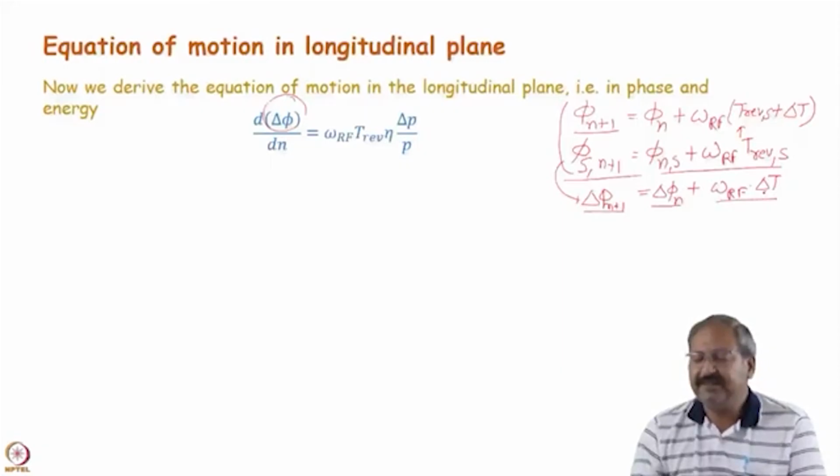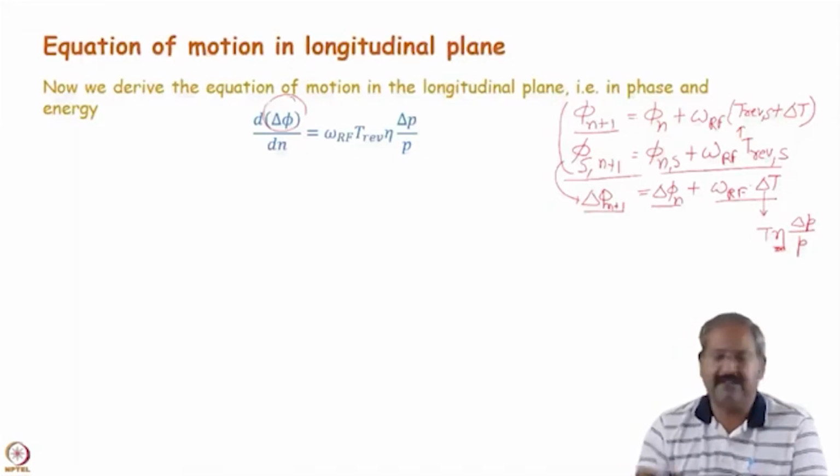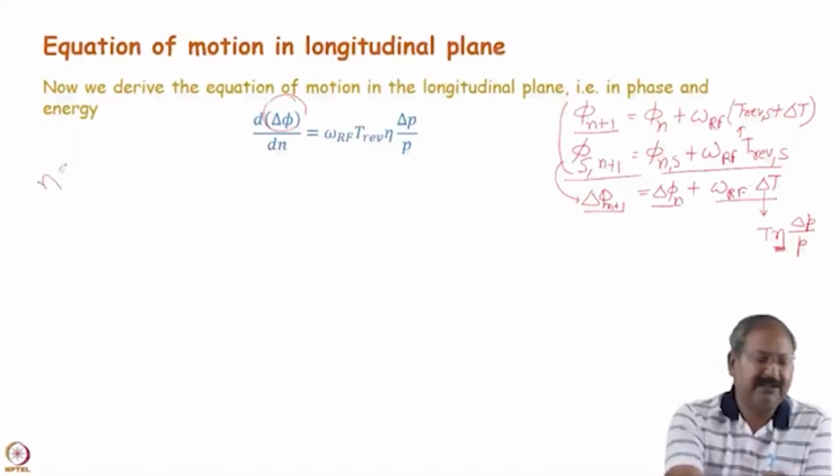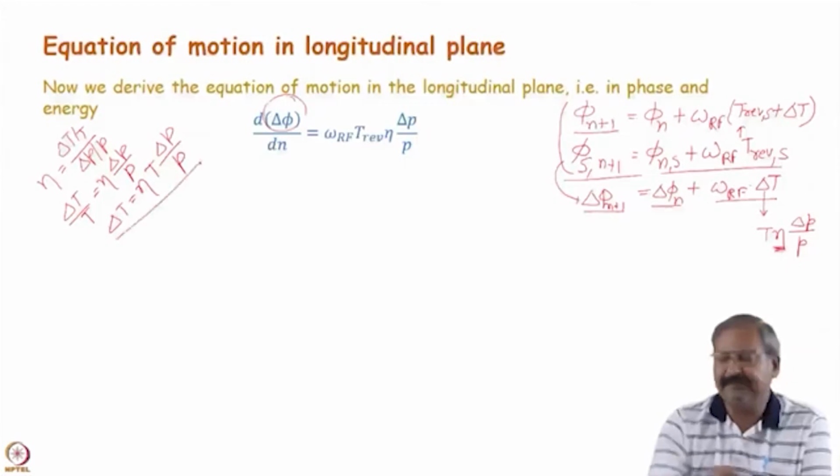And in place of delta T, we can write eta T delta p by p, with the definition of the frequency slip factor. This is the frequency slip factor. The frequency slip factor was defined as delta T by T upon delta p by p. So delta T by T will be eta delta p by p, and delta T will be equal to eta T delta p by p. So this is written here.